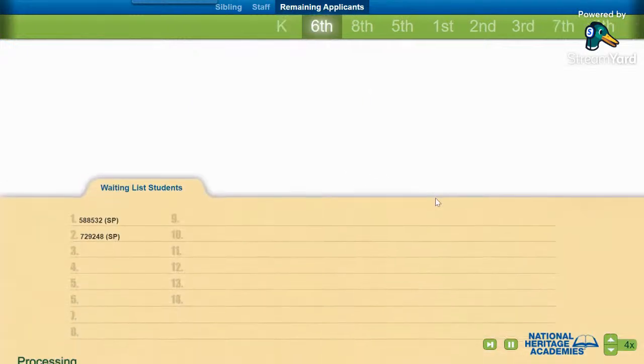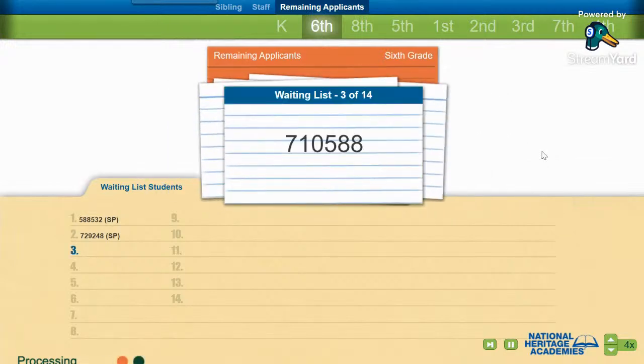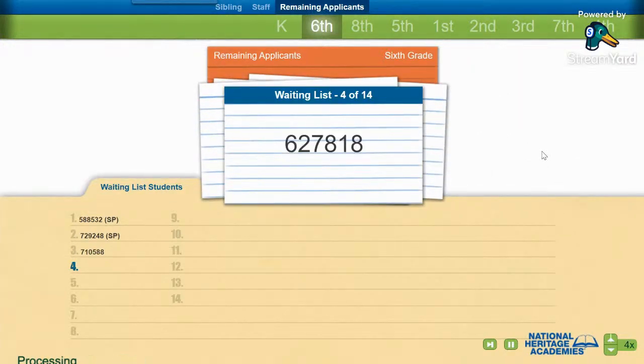And now the remaining grade levels, we are forming a waiting list. In sixth grade, the first two students put on the waiting list received preference from earlier from a sibling who got accepted. So we're starting with number 3 on the waiting list. And I'll just let the process run. Won't read the numbers here.